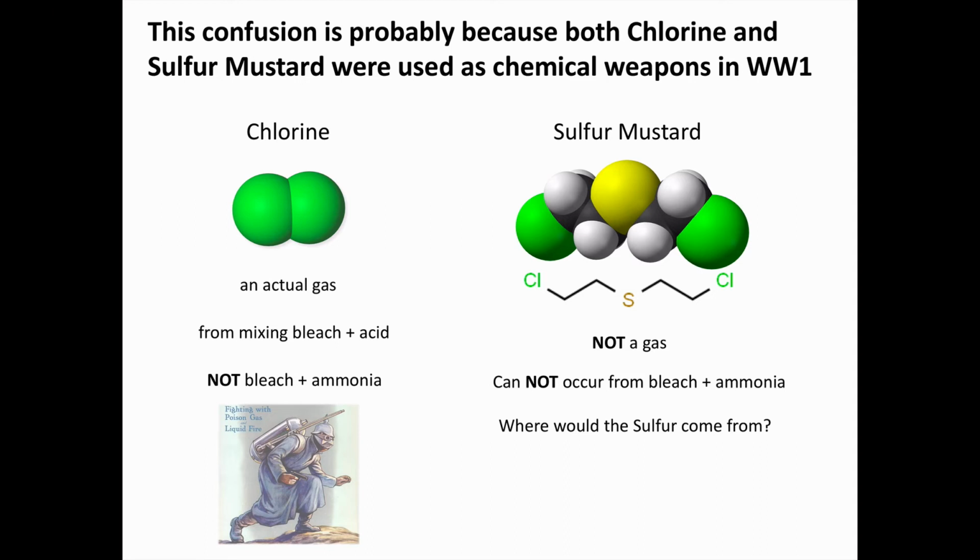Next, to summarize what we've covered so far, we're going to watch some video clips of a YouTuber first mixing bleach with acid to produce chlorine, and then bleach with ammonia to make chloramine.